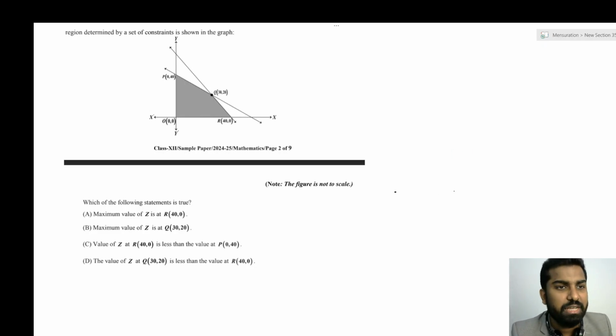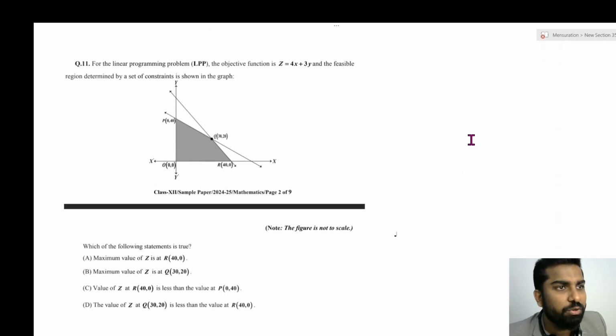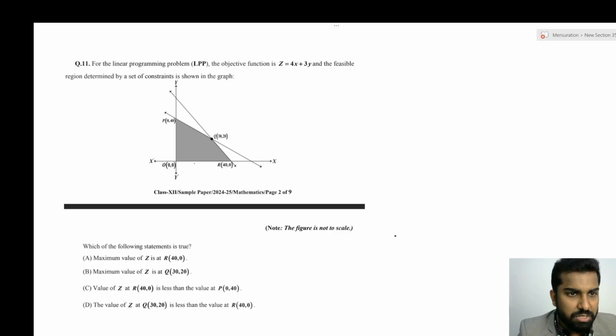Alright. So next question is basically from linear programming problem. For the linear programming problem, the objective function is given z equal to 4x plus 3y. The feasible region is determined by the set of constraints shown in the graph. After plotting the constraints, we have to maximize or minimize this function by using the corner points, right? The corner points are given: 0, 0; 40, 0; 30, 20; 0, 40. Then the question is, which of the following statements is true? So basically we have to evaluate the maximum or minimum value of this objective function with respect to these corner points.